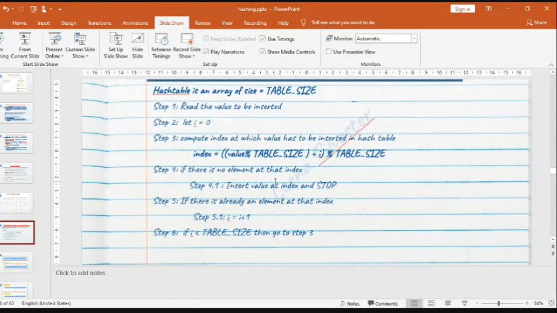If there is no element at that index, then you can insert. First we check whether that index is filled. If there is no element at that particular index, we can store it directly. If there is already an element there, then we have to search from the next location onwards. If the next location is free, that is I becomes I plus 1, then again we go to step 4. If I is less than table size, you can compute the next index. Like that we can continue. Actually, the algorithm is not that important.